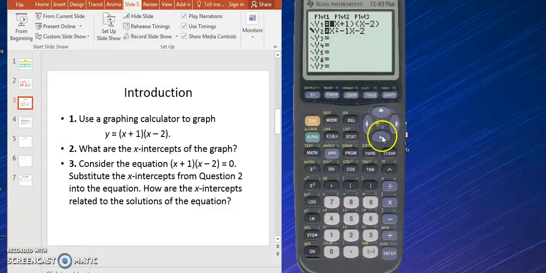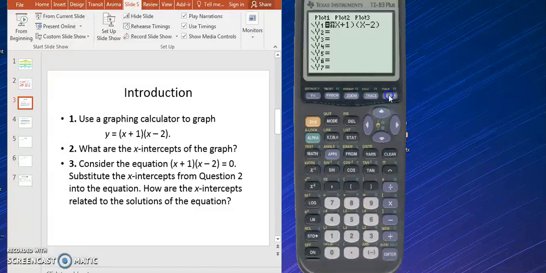But I'm going to clear this out, and we're just going to talk about this function here in the factored form. When I graph it, you should see that it hits the y-axis one time, but the x-axis twice. And where it hits the x-axis is called the x-intercept. You've heard that before, but it's also called the zero of the function.